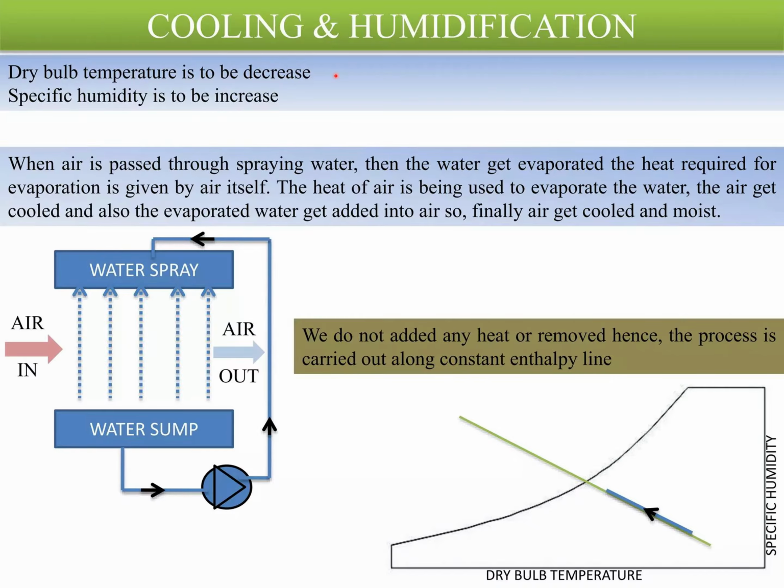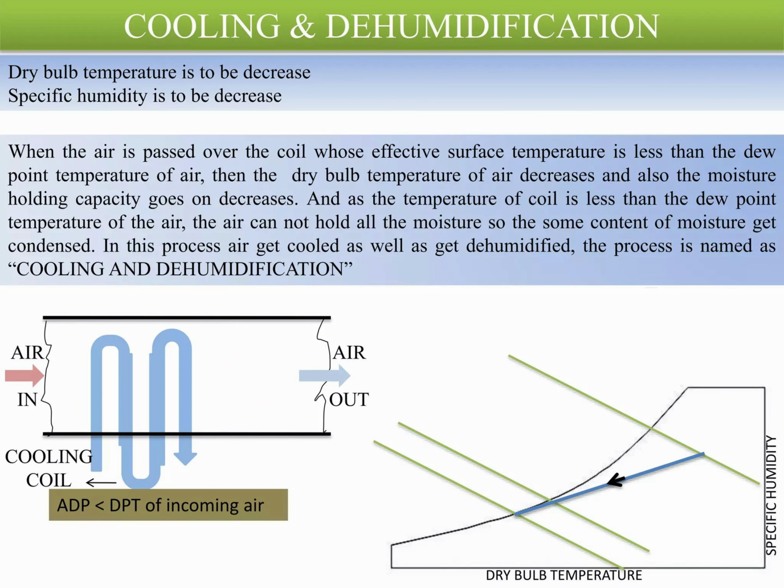Then cooling and humidification. So when it happens, it is just opposite to the previous, so it means no enthalpy change occurs. Okay, the air is passed through spraying water, then the water gets evaporated, the heat required for the evaporation is given by the air itself. The heat of the air is being used to evaporate the water, so the air gets cooled, also the evaporated water gets added into the air, so finally the air gets cooled and moist. So this is the overall scenario, just opposite to heating and dehumidification.